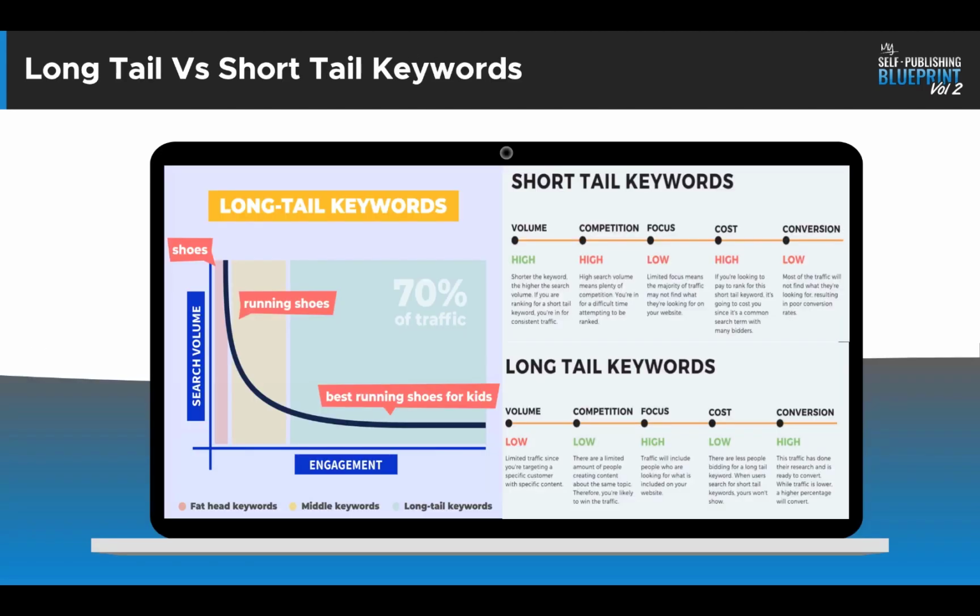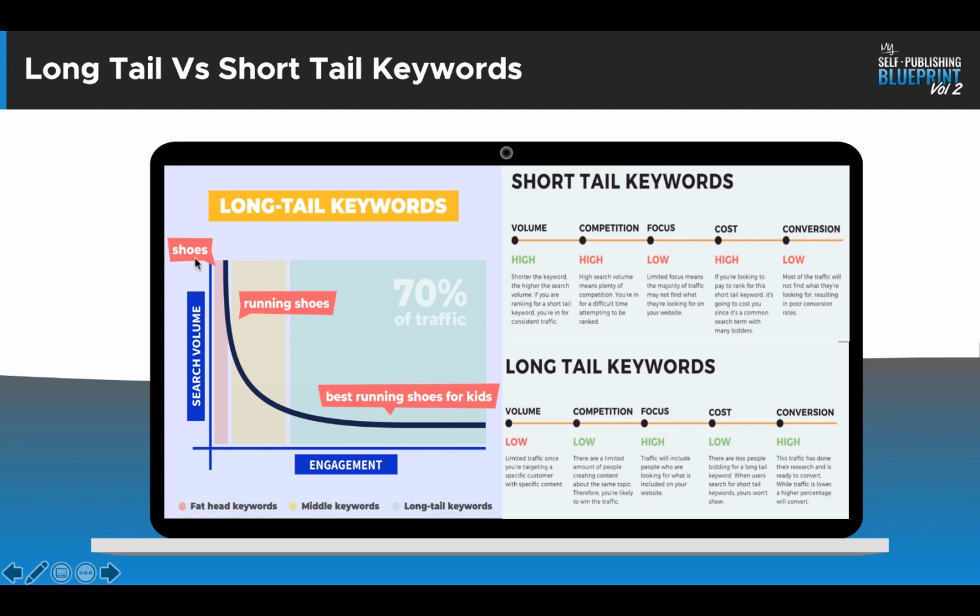Okay, so let's talk more about long tail versus short tail keywords. This is a diagram I stole from the internet, but let's take a look at this. We see search volume is super high, and then engagement, which means where the clicks come from. Now shoes, for example, is a short tail keyword. Shoes search volume is massive, because shoes includes literally every type of shoe that goes on your foot.